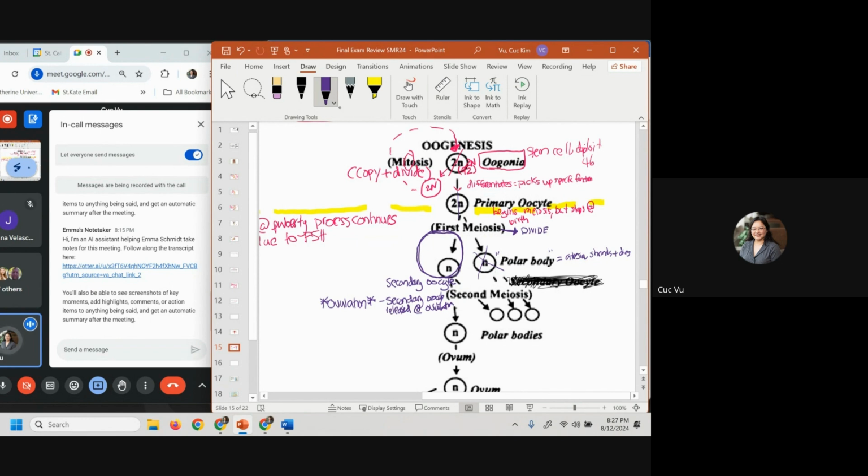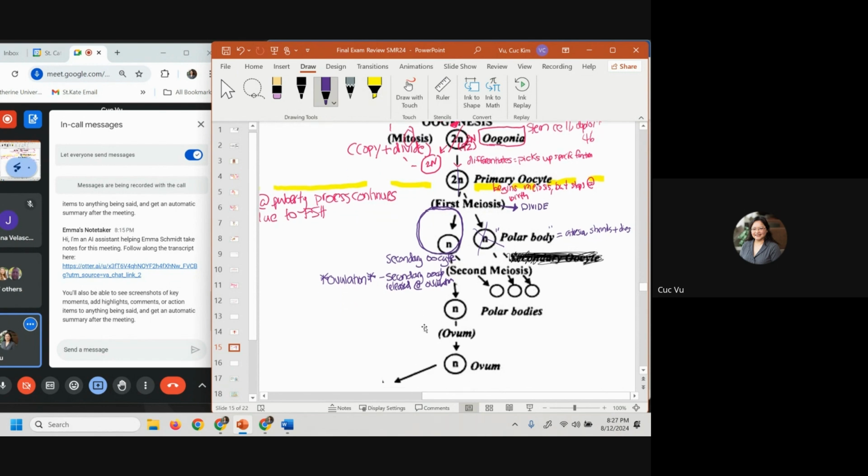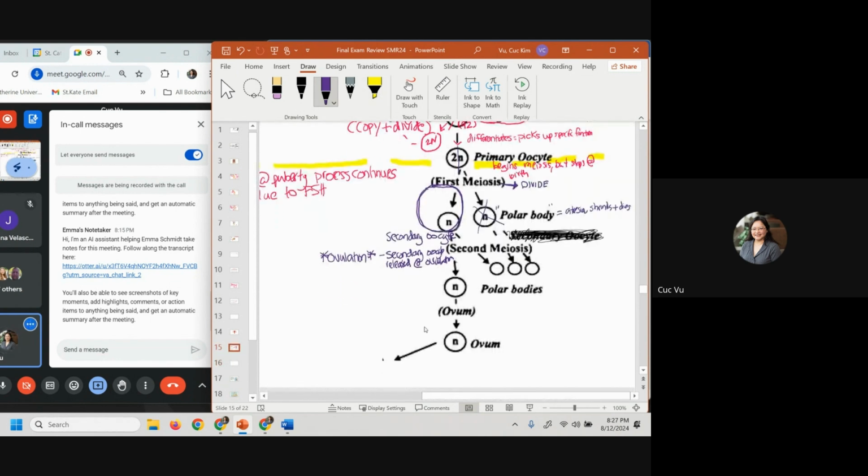And once it's released, it's either going to be expelled if fertilization does not happen. It's just going to be expelled, and that's what ends up being released at the end of each month, a process called menstruation.